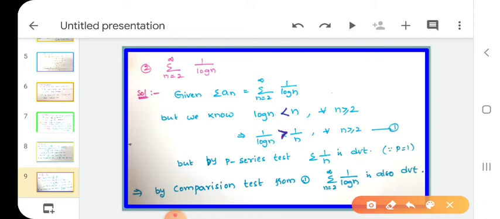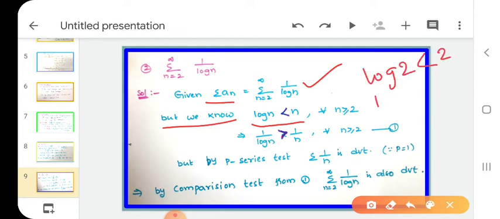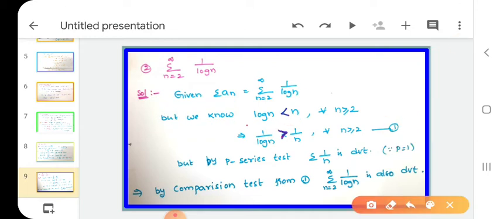1 by log n. Do you know? But we know, first let summation an is summation n equals to 2 to infinity 1 by log n. Now, we know log n is always less than n. That means log 2 is less than 2. Log 3 is less than 3. The value of log 4 is always less than 4. Similarly, what do we write? Log n is less than n, for all n greater than or equal to 2.